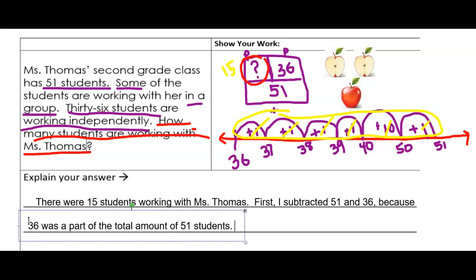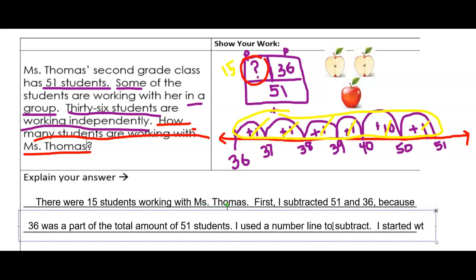Now, let's talk about how we subtracted. What did we do to subtract? We used a number line. So you can say that. I used a number line to subtract. And we can say I started with 36 and counted up to 51. Finally, my answer was 15. Excellent job.